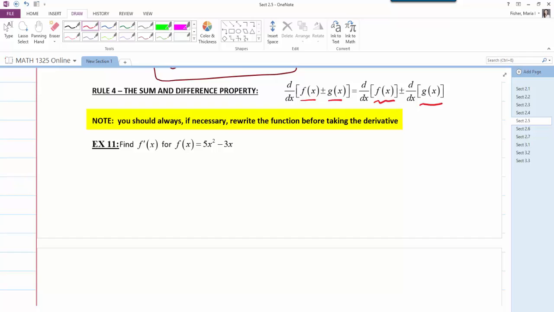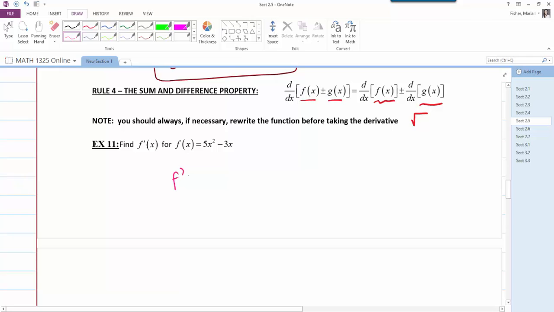No matter what, always rewrite, if necessary, before taking the derivative. And we'll look at problems where we have to do that, right? We've looked at some where we had that square root, the radical, but we'll look at other ones as we go along. So find f prime if I give you that f of x is equal to 5x squared minus 3x. So this is the first time we have something with more than one term. Well, we're allowed to do this a term at a time.